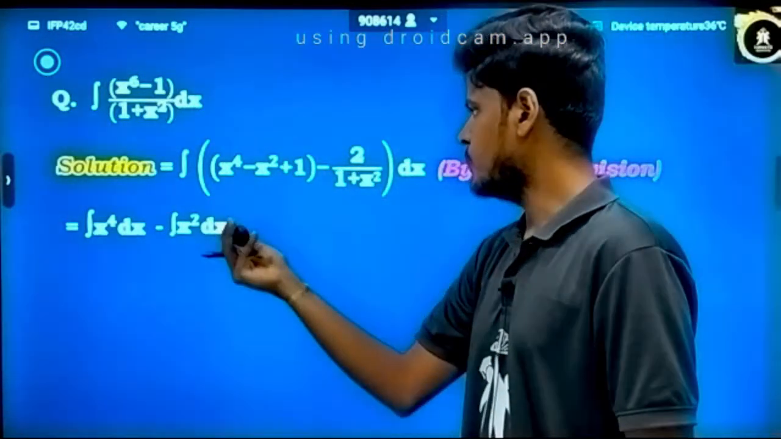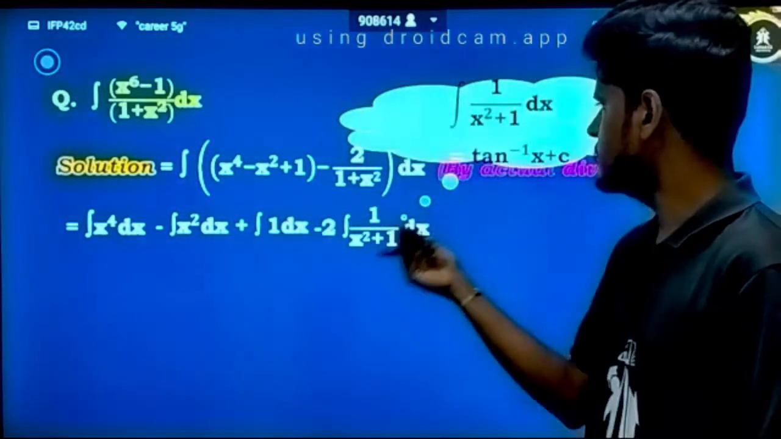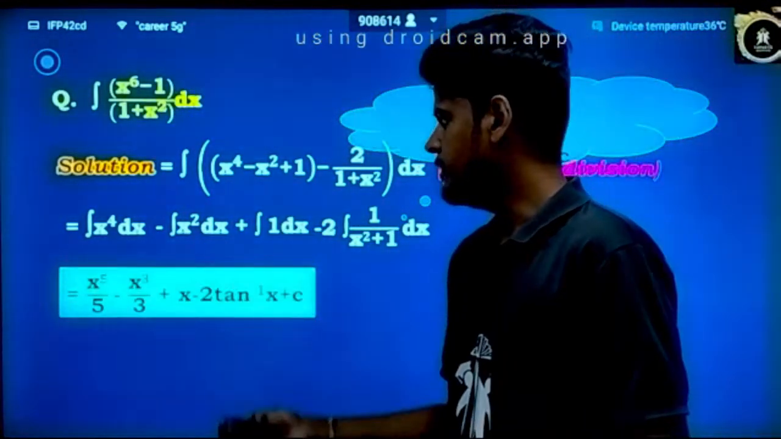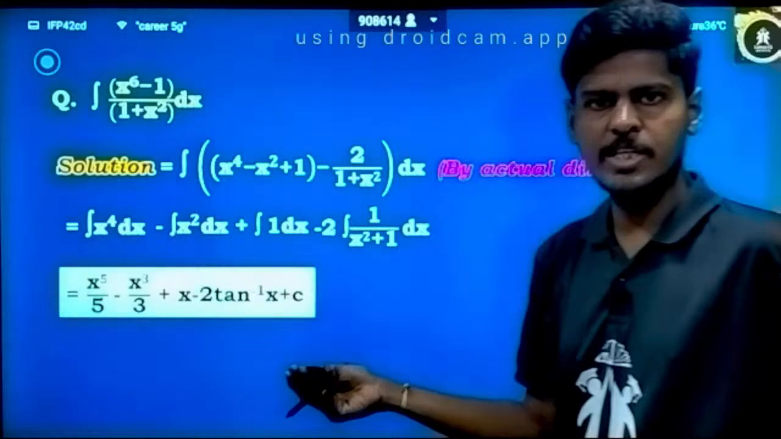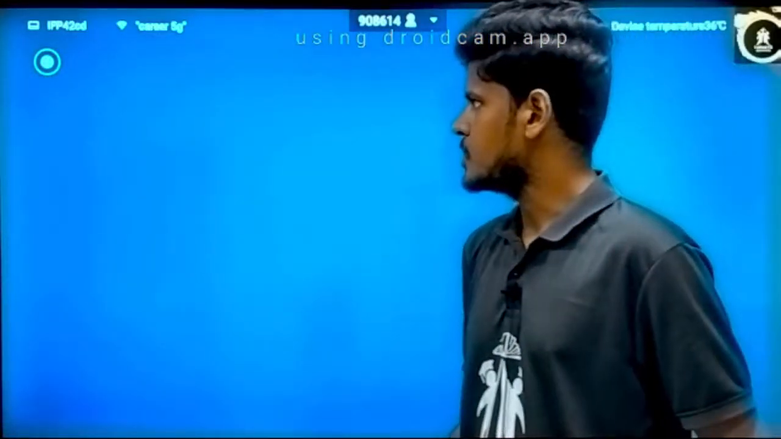That will be integral x power 4 x square 1 and this integral. So directly find the value. We already know how to do this. So we will go to the next question.